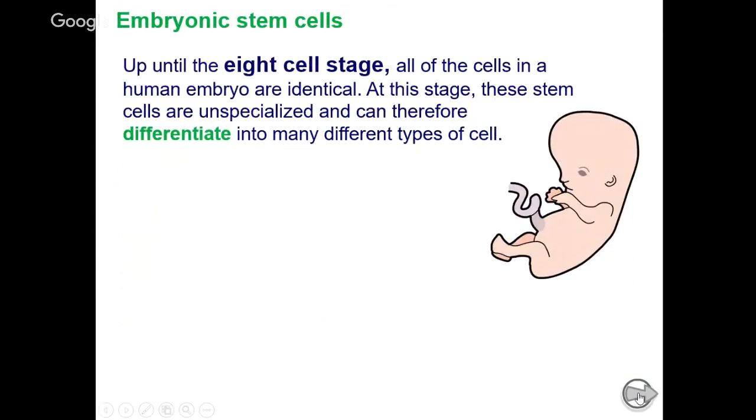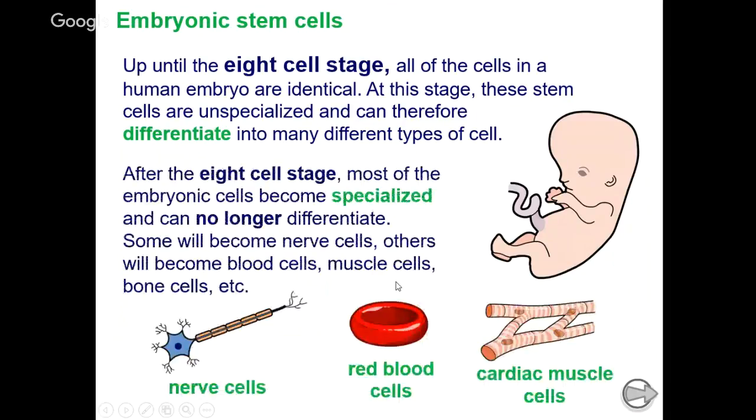Now, up to the 8th cell stage, all the cells in the human embryo are identical. They're embryonic stem cells. They're unspecialized, but they're able to differentiate into any type of cell and, in fact, grow into a whole organism. But from that 8th cell stage, specialization begins. And we're going to need to be able to describe the adaptations of different cells. And we'll be able to see that in the task on page 4 and 5.